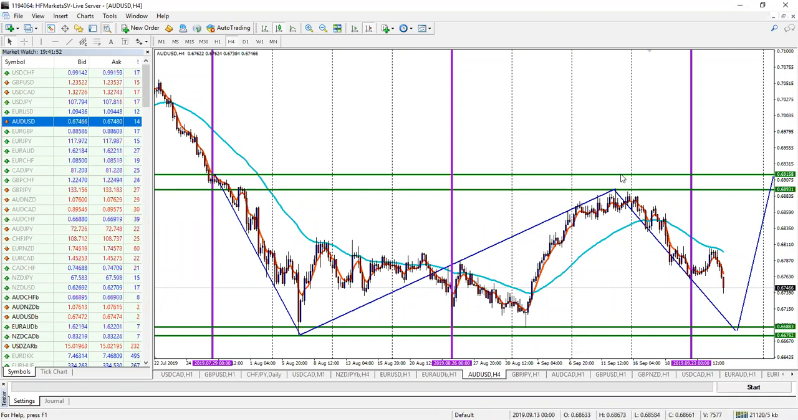Now the market is up there, it has to go down. That's what I expect. See what I mean, guys? It's very clear. It's very, very clear.